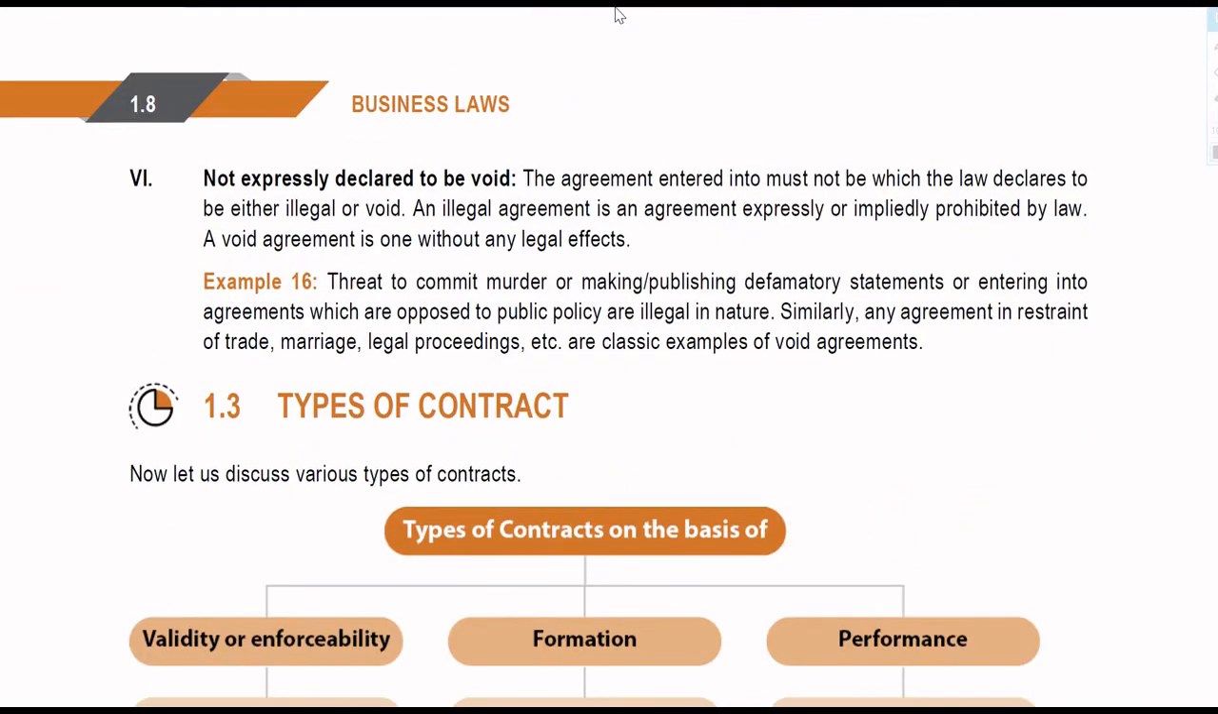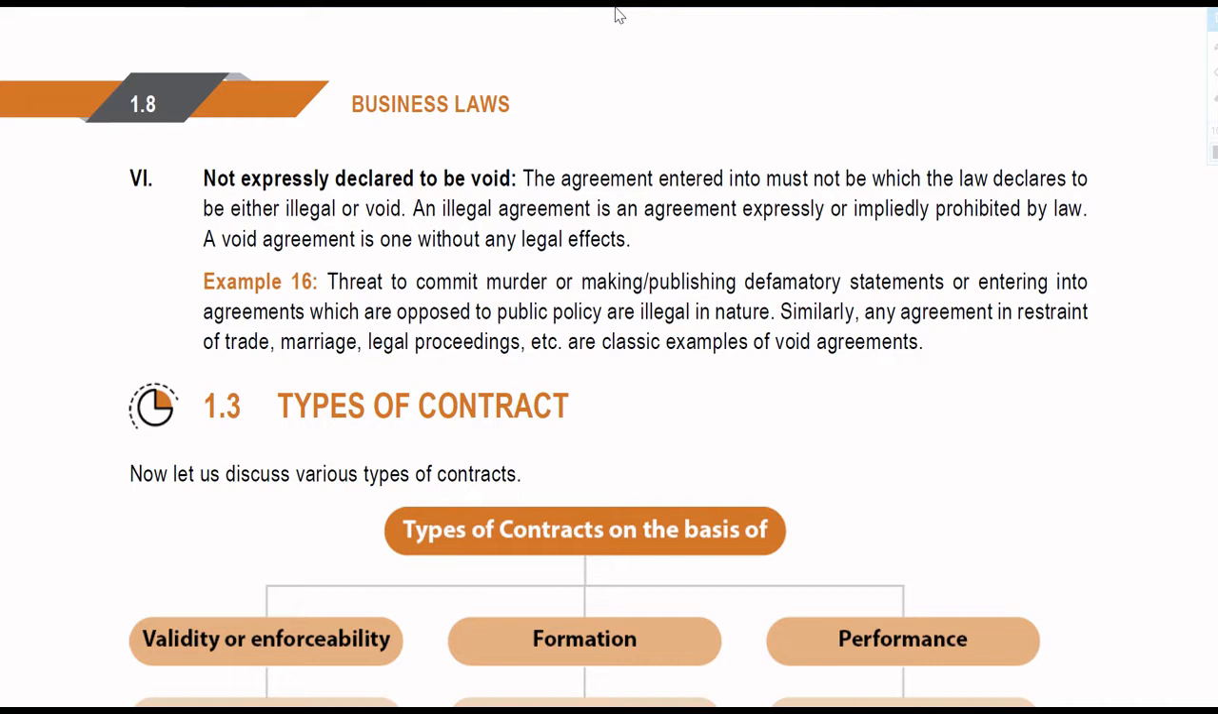Point number 6. Not expressly declared to be void. The agreement entered into must not be one which the law declares to be either illegal or void. An illegal agreement is an agreement expressly or impliedly prohibited by law. A void agreement is one without any legal effects, not expressly declared to be void.